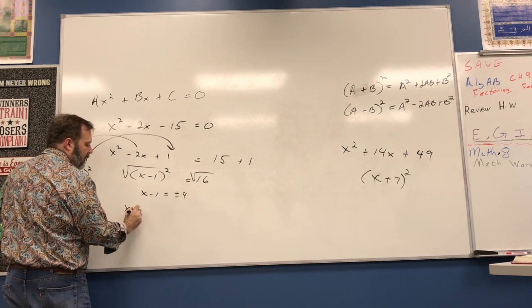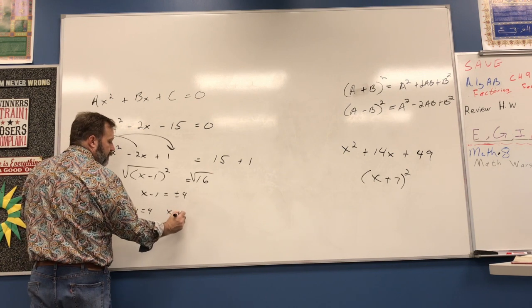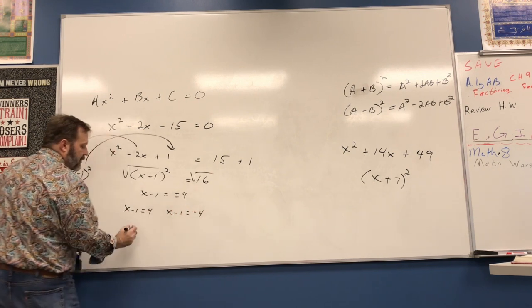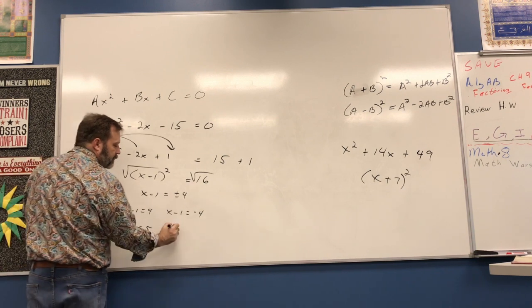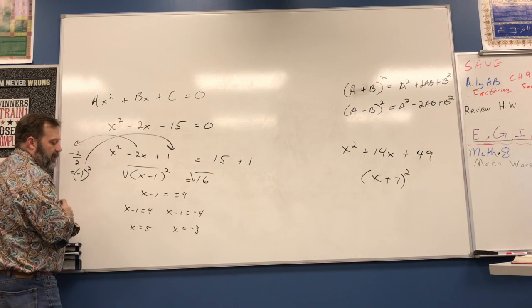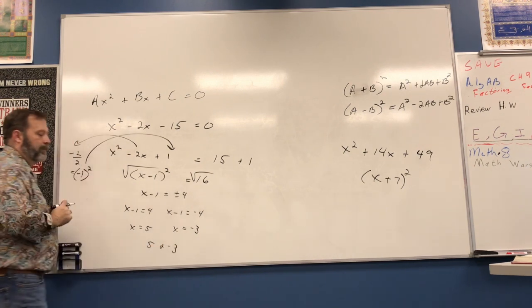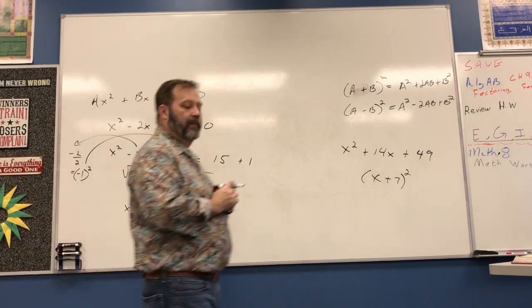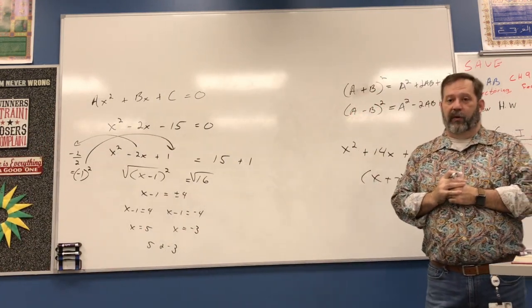Then it becomes 2 problems. And I solve each one. And my solutions are 5 and negative 3. And now I know where my x-intercepts are. I can graph my intercepts from there. That's called completing the square.